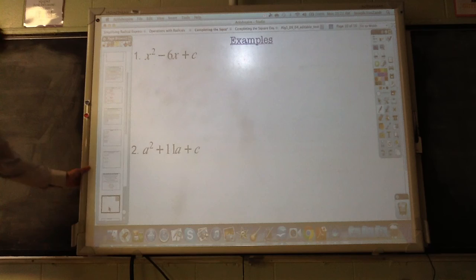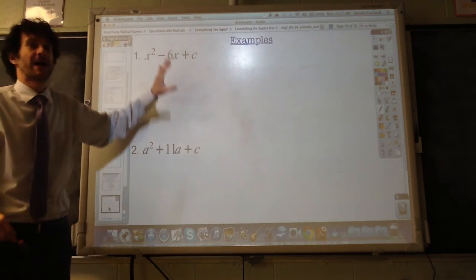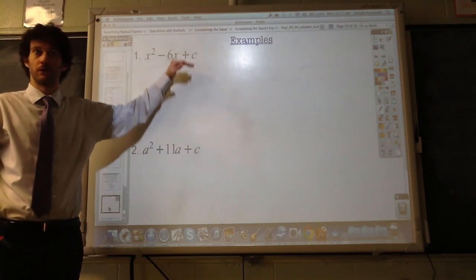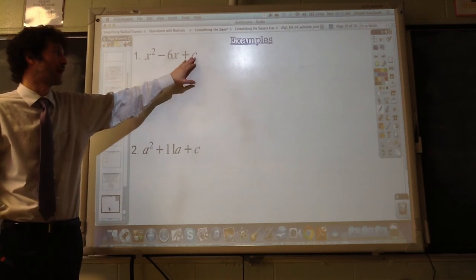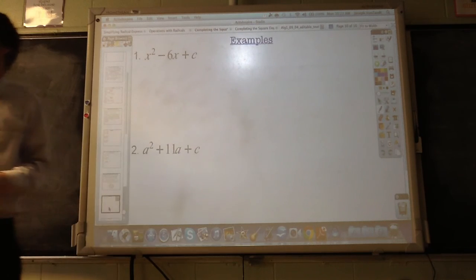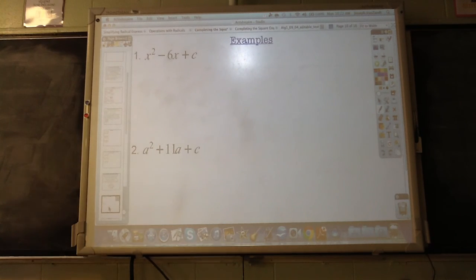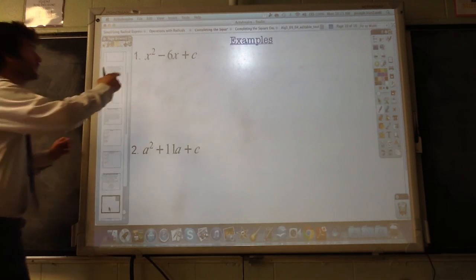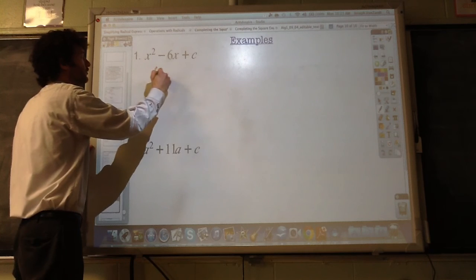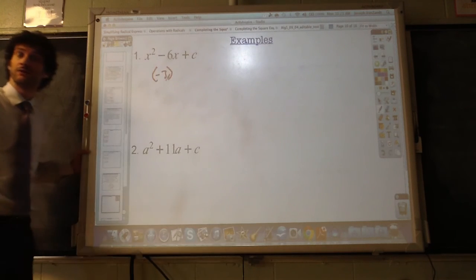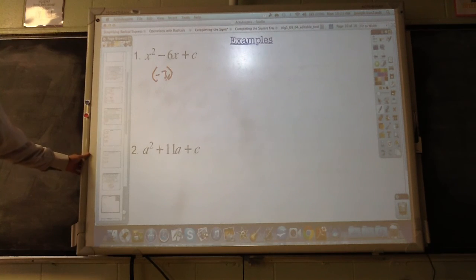Okay, so let's work a couple. There are problems exactly like these on the homework tonight. The first 4 problems just ask you to find this missing value. They look exactly like these look. So, what was the first step? Find half of b. So half of negative 6 is negative 3, or 3. You can think of it either way because we're going to square it. So the sign doesn't really matter, right?